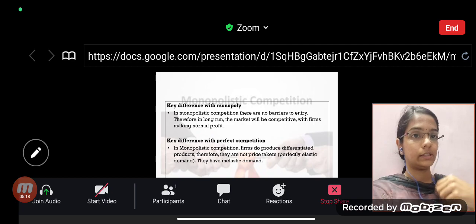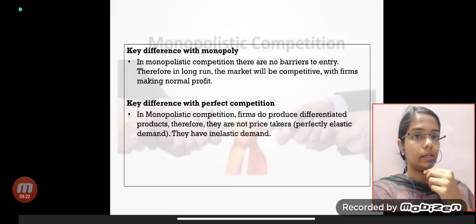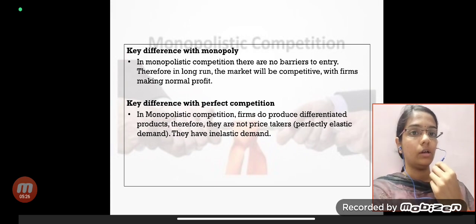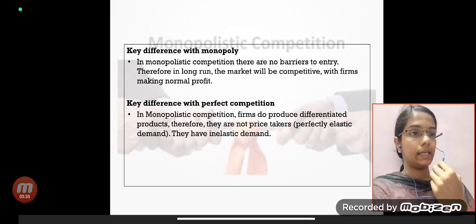So, the key difference with monopoly: in monopolistic competition, there are no barriers to entry. Therefore, in the long run, the market will be competitive with firms making normal profit. With perfect competition, the key difference is that in monopolistic competition, firms do produce differentiated products. Therefore, they are not price takers. They have inelastic demand.